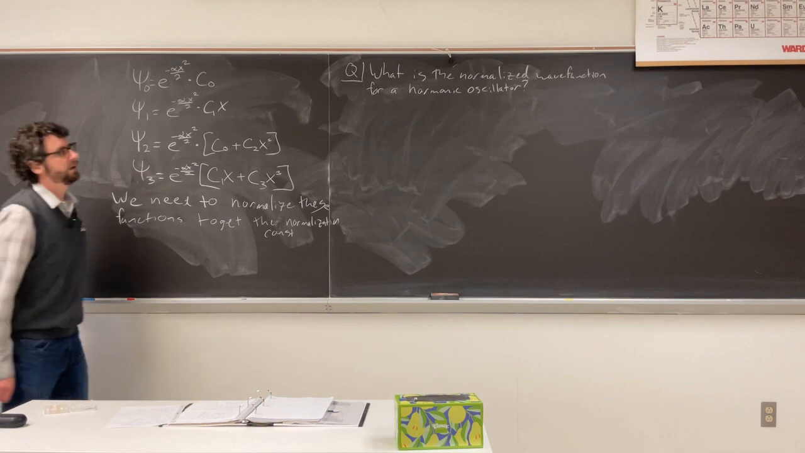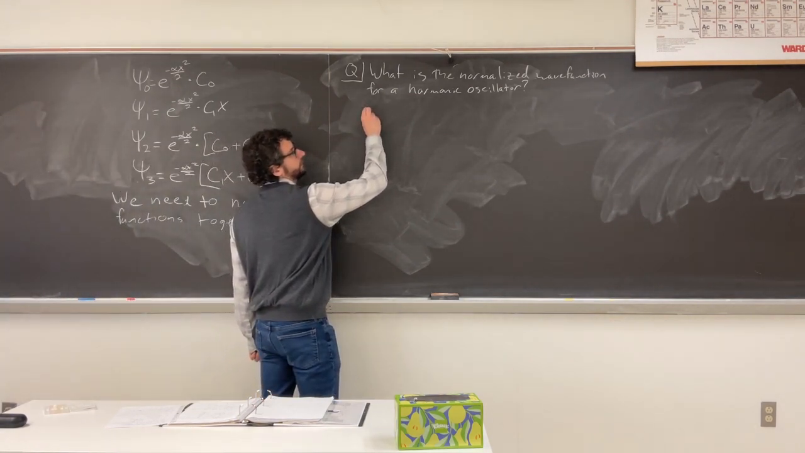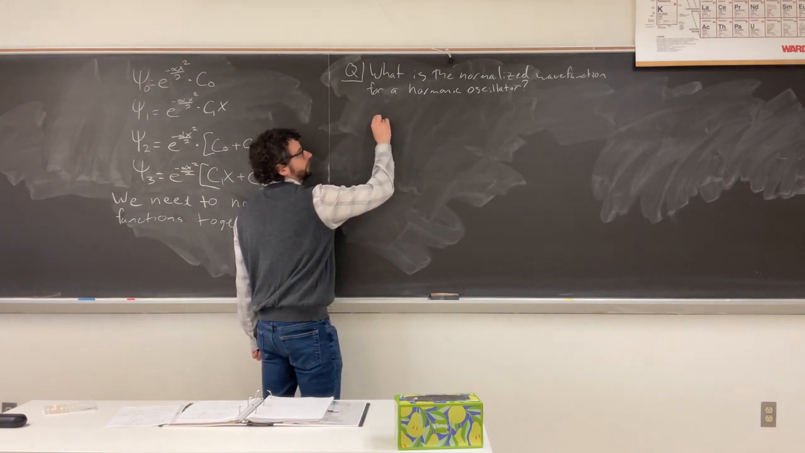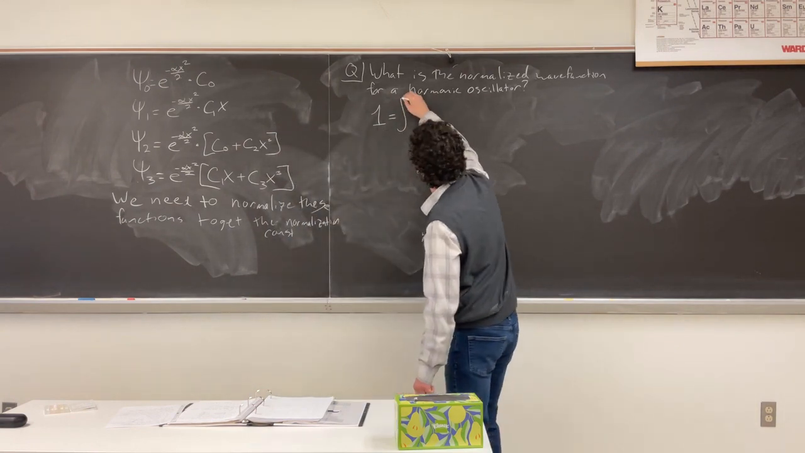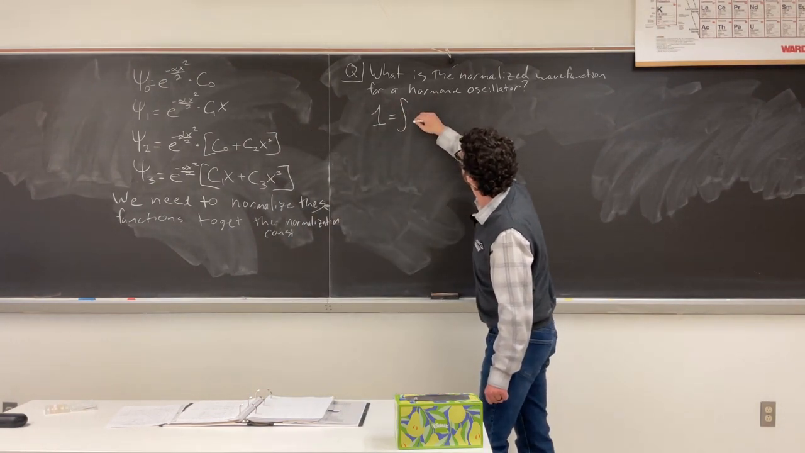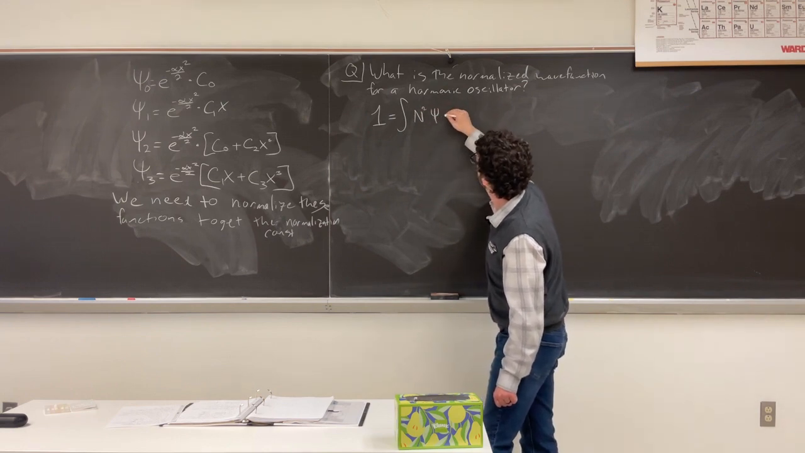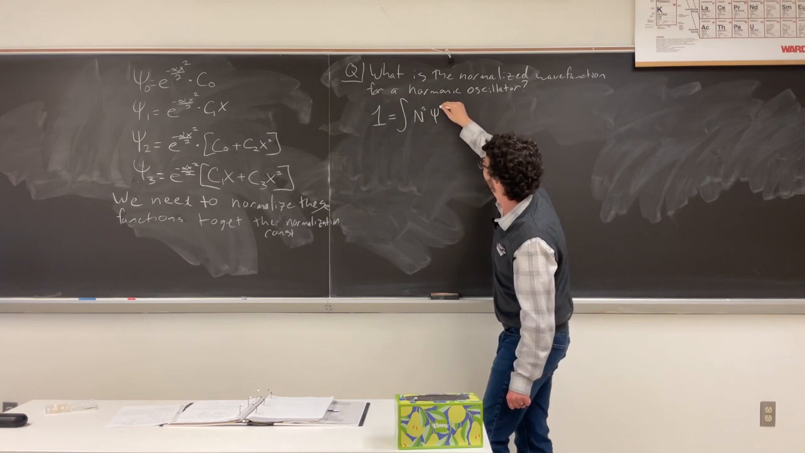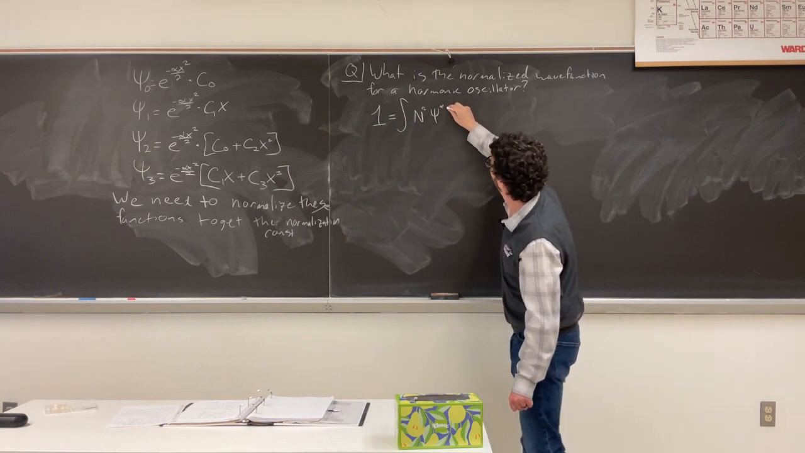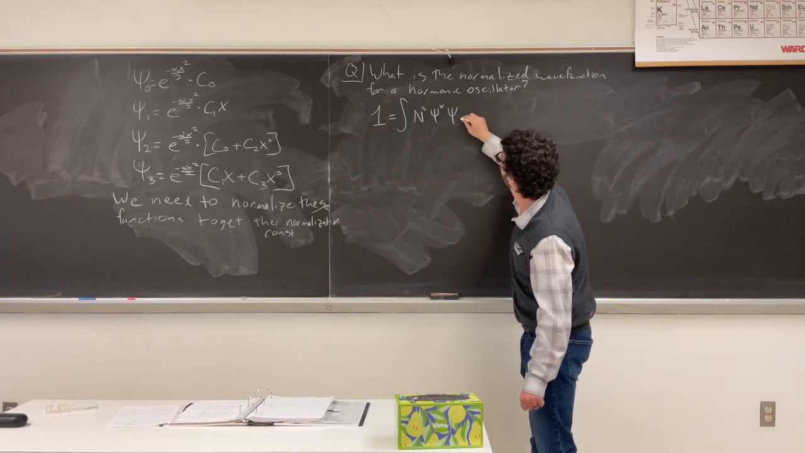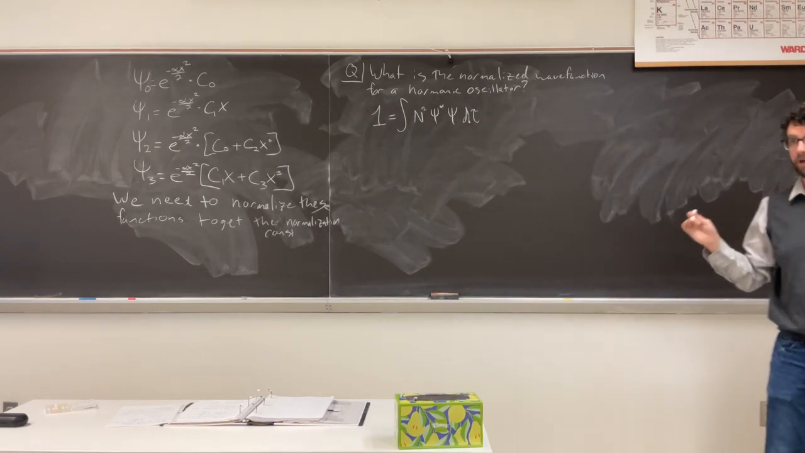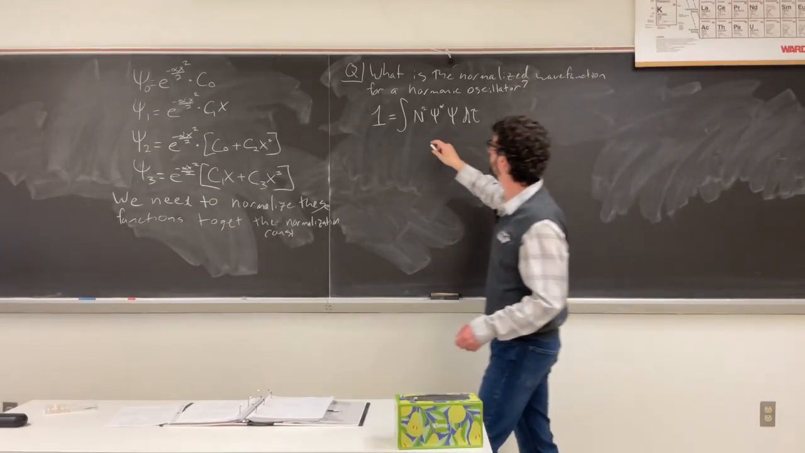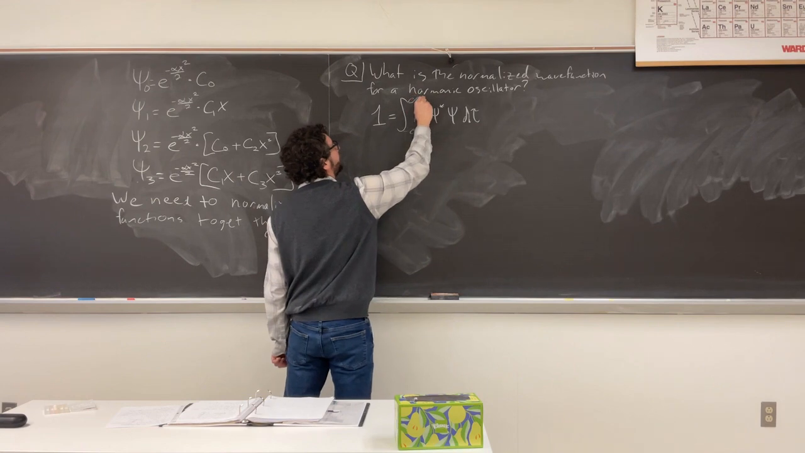What is the generic formula for normalization? 1 is equal to what? An integral, and then you have N squared, and then the complex conjugate of psi, and then psi, and then d tau. Yeah, we'll go with d tau. And then what are the integration limits for this system? Negative infinity to infinity. Yep.